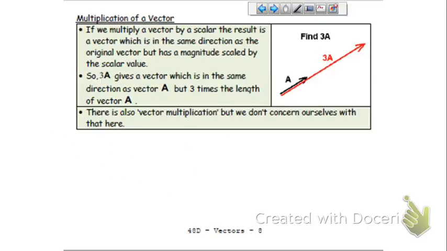What about multiplying? Oh, if it's 3A, so this of course is vector A, and this is vector A, and this is vector A. Draw a line 3 times longer. That's 3A. So this is vector A, and this is vector 3A. Half A, draw a line half as long.